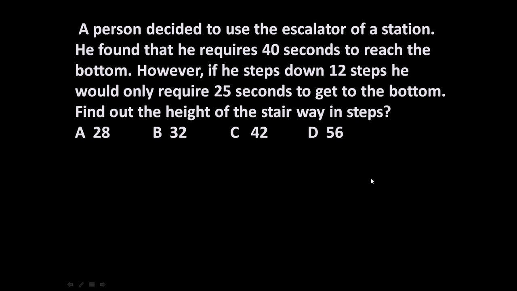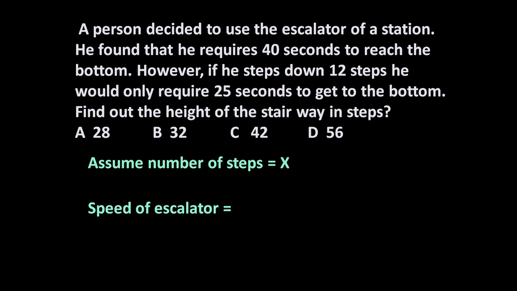So friends, to answer this question, let us assume the number of steps is equal to x. In the escalator there are x steps. Now whether the person is moving downward or upward, or whether the person is not moving, in all the cases the speed of the escalator will remain constant. So let us determine the speed of the escalator.